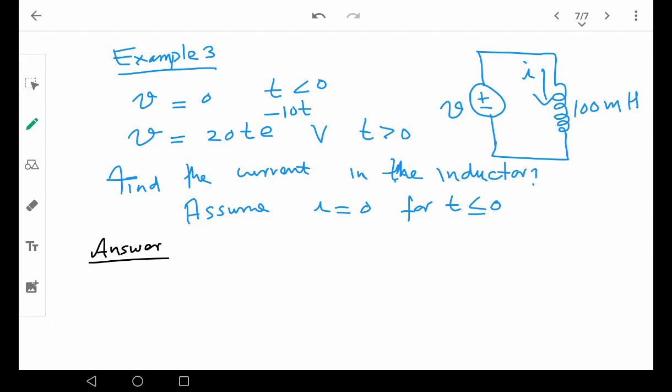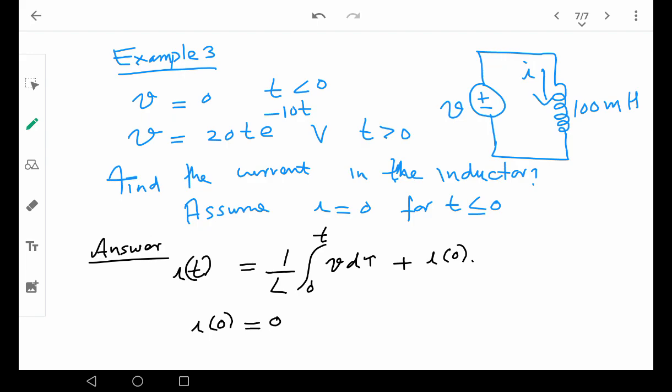What's the formula? The formula is like this, isn't it? You have the formula like this: I(t) equal to 1 by L integral 0 to t, because t0 equal to 0 here in this case, right? V d tau plus I0. Okay, but you are given I0 equal to 0, right? I equal to 0 for t less than or equal to 0, right? Because of that I0 equal to 0, because of this condition.